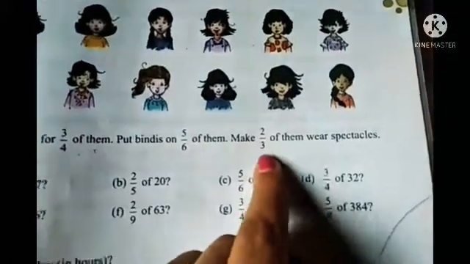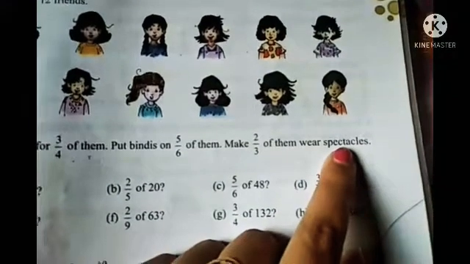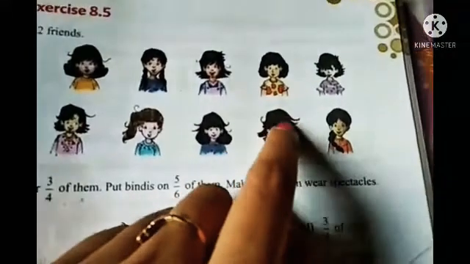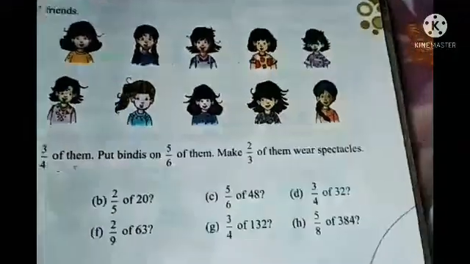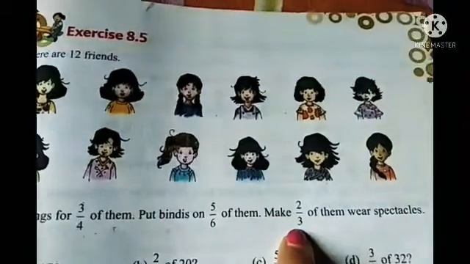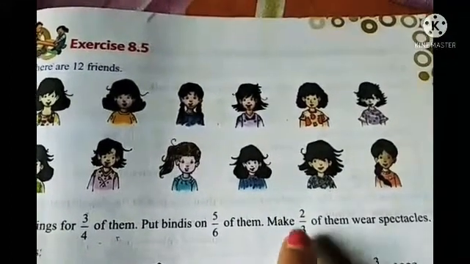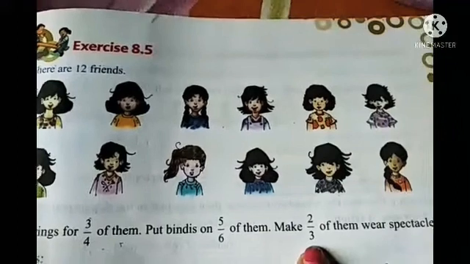Now make 2 by 3 of them wear spectacles. Okay, spectacles means goggles, that means you can say specs. Now again you see the denominator, here it is 3. So that means again you have to make 3 groups, but you don't know how many friends will be in one group.